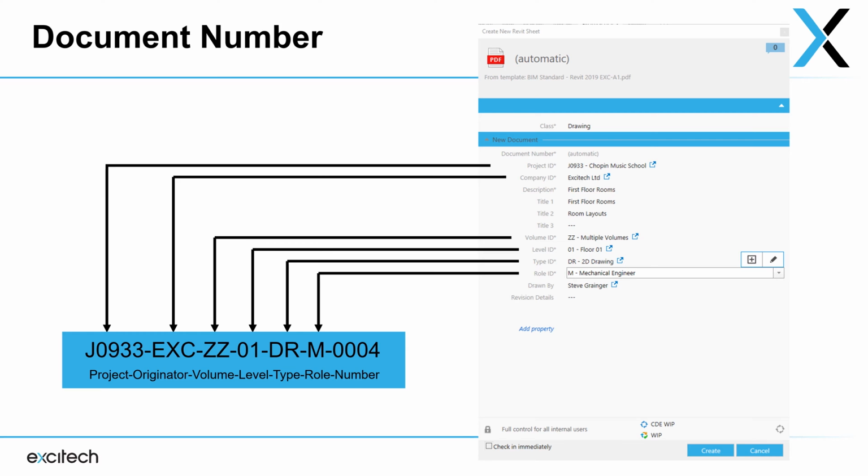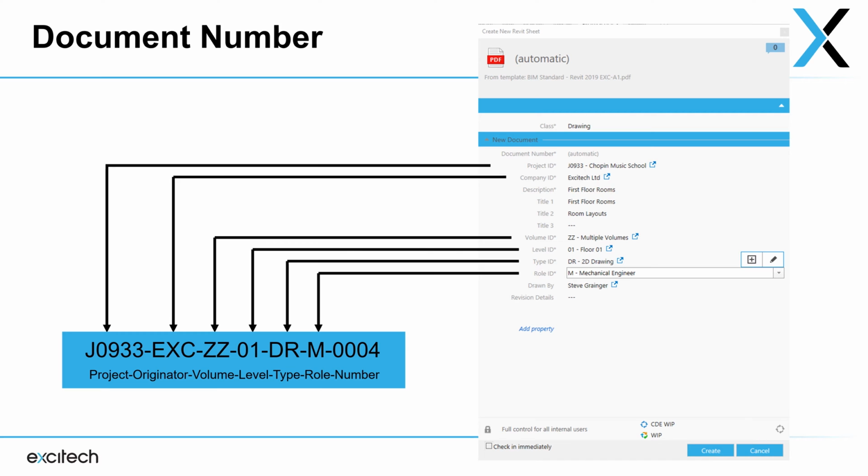Next, we have the level. Once again, this would normally have 2 characters and has the reserved ZZ and XX codes. It also has 00, which equals base level, and 01, which equals level 1. M1 equals mezzanine level 1, and B1 equals basement level 1. We have selected level 1, i.e. 01.